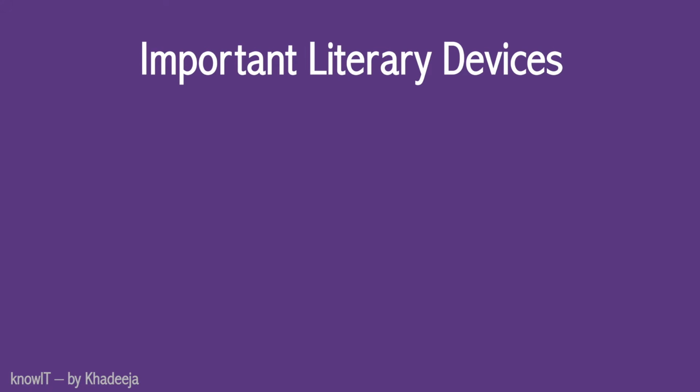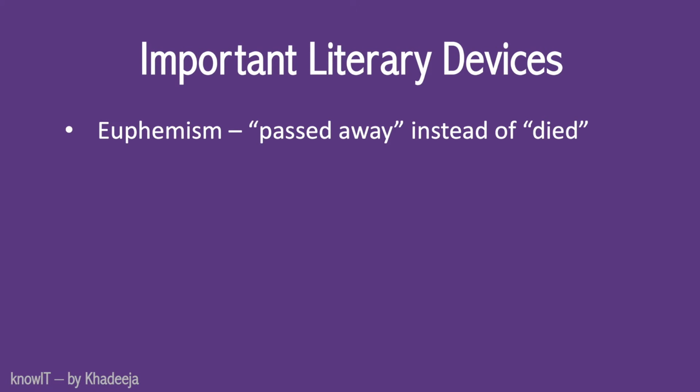Now some more literary devices because there are many of them, but I promise you just some more, and then we're going to go straight into answering the unseen poem. Euphemism, passed away instead of died. So euphemism is a way of toning down the potency of something. So instead of directly saying she died, we use she passed away, or she has gone, or she's not here anymore.